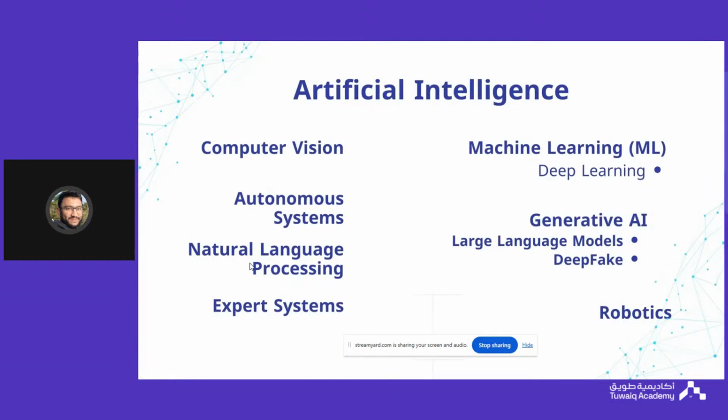Coming to the understanding of AI, these days we are hearing AI everywhere. AI is the new term for computer science. These are the major fields where we hear most about AI: computer vision, machine learning, deep learning, generative AI, LLMs, deepfake, robotics, expert systems, NLP (natural language processing), and autonomous systems. Everywhere we find the use of AI.